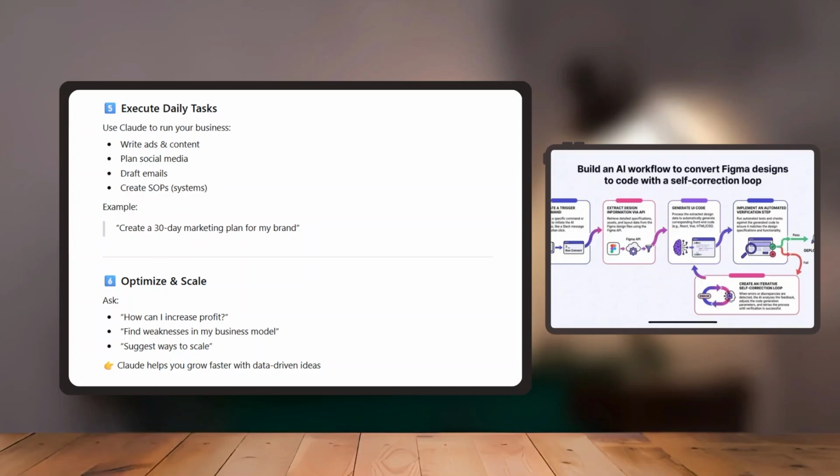consistent and organized. Finally, optimize and scale your business by asking how you can increase profit, find weakness in your business model, or suggest ways to scale, and Claude will help you grow faster with more structured and data-driven ideas.